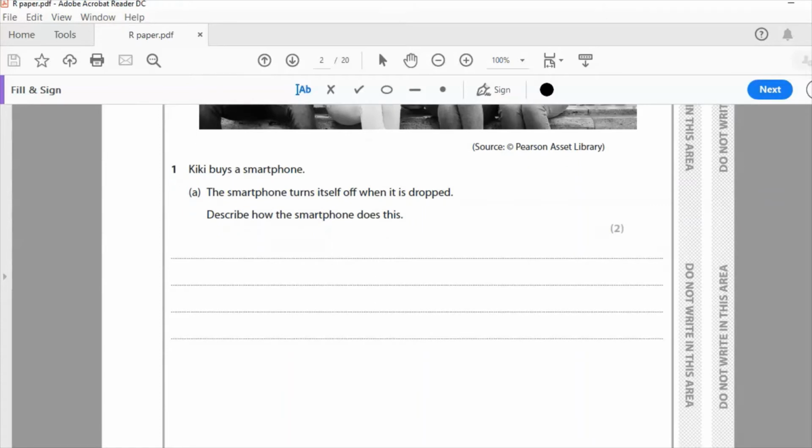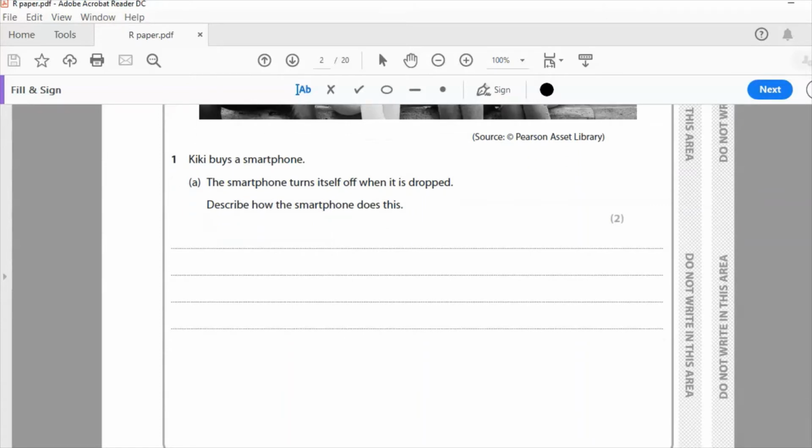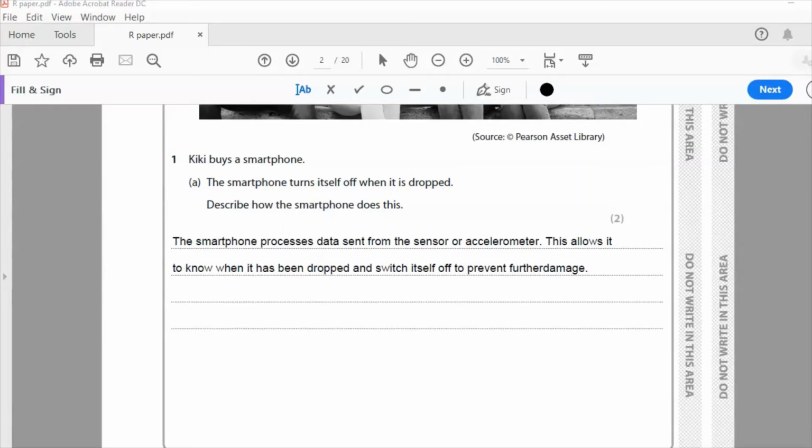So for this question, as in the standard paper, you're looking at sensors to do this, and you need to describe the sensors used in the smartphone. So for my answer here, I put that the smartphone processes data sent from the sensor or accelerometer. The accelerometer is in every phone, and it's what allows you to navigate using your phone. It's the sensor that checks where it is exactly and its position. And so the accelerometer has told it that it's been dropped, that it's in a different position, so it allows the phone to know when it's been dropped, and therefore switch itself off to prevent further damage.